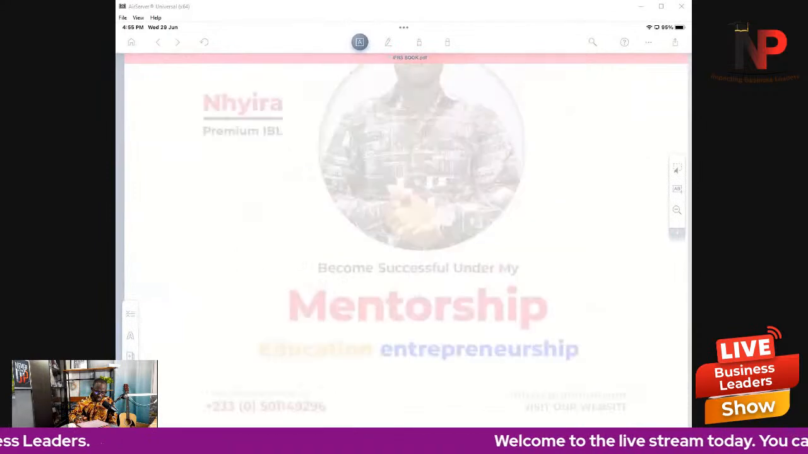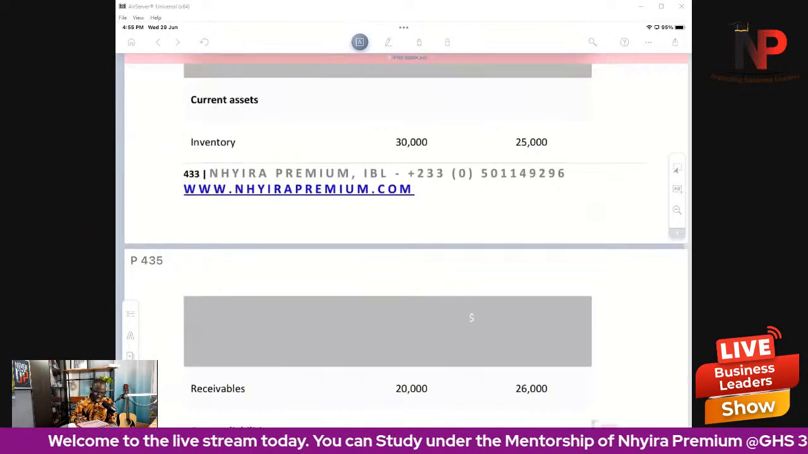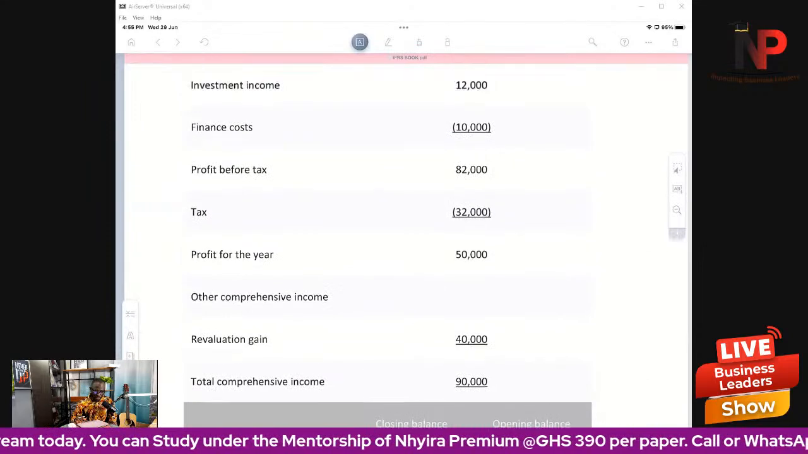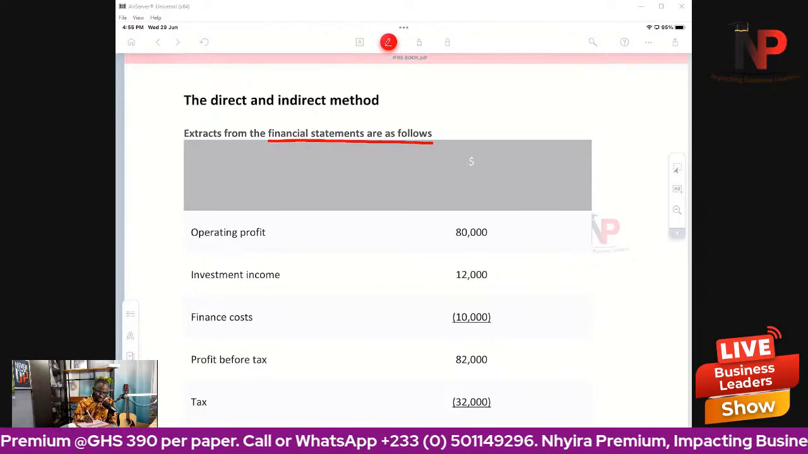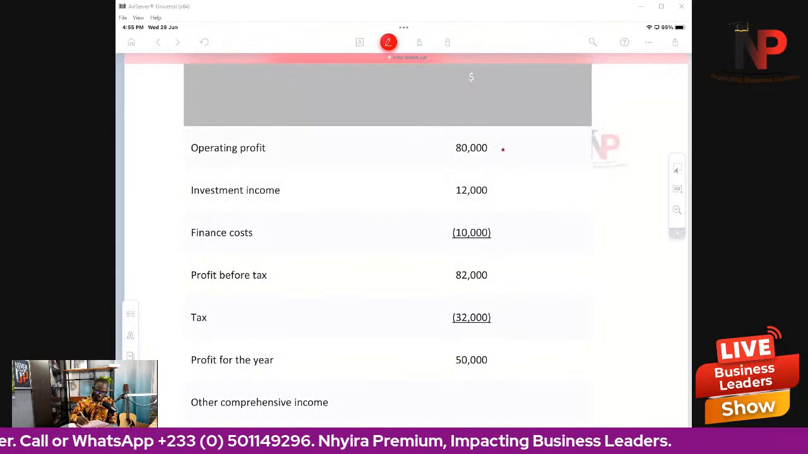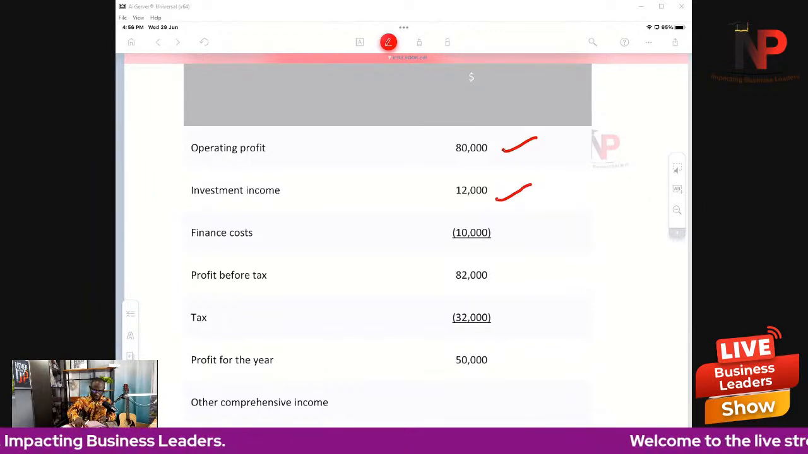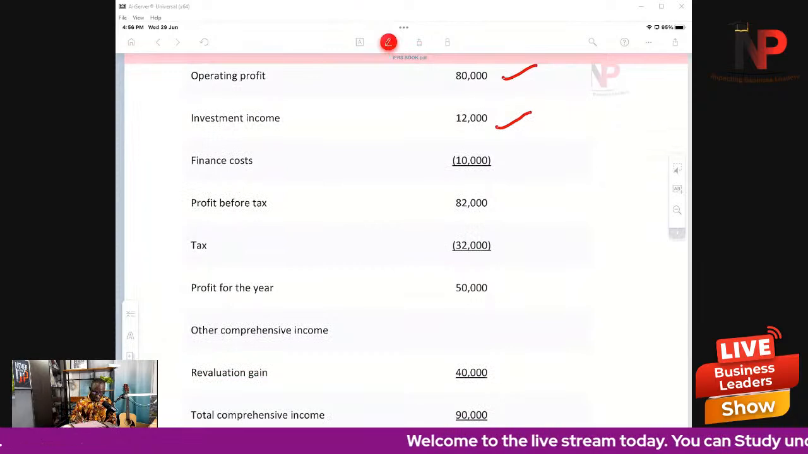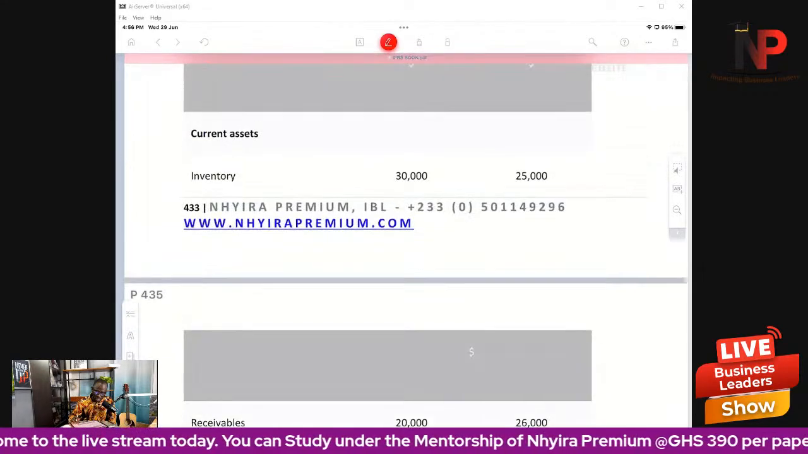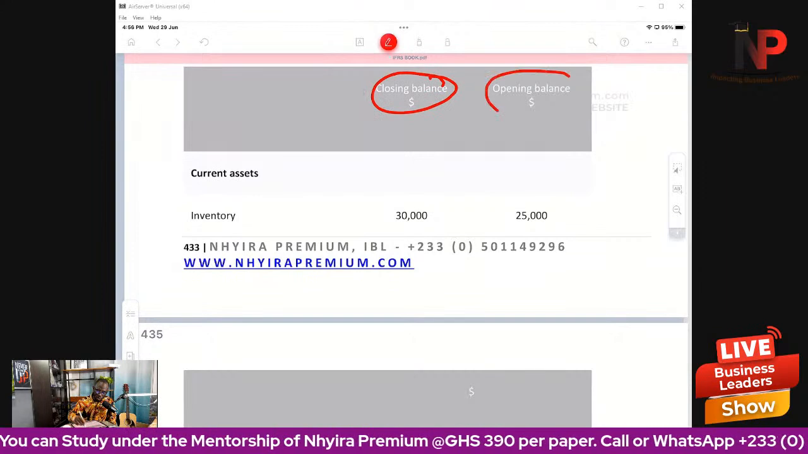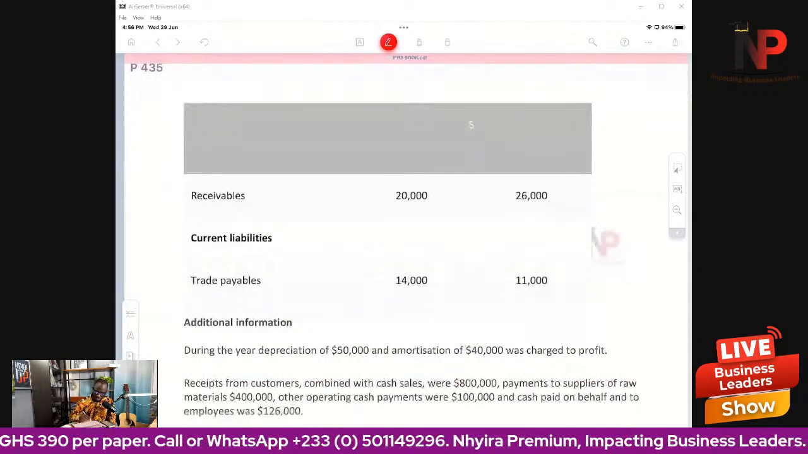So I have an illustration here that we're going to be looking at. Very simple illustration. We're going to look at it and then see how we can solve a question relating to that. This is an extract from the financial statements. We have profit, investment income, finance cost, profit before tax, tax, and other comprehensive income for the period under review. Then there are current assets, closing and opening. We're going to get into this, don't worry. Inventories, receivables, and trade payables are coming in.